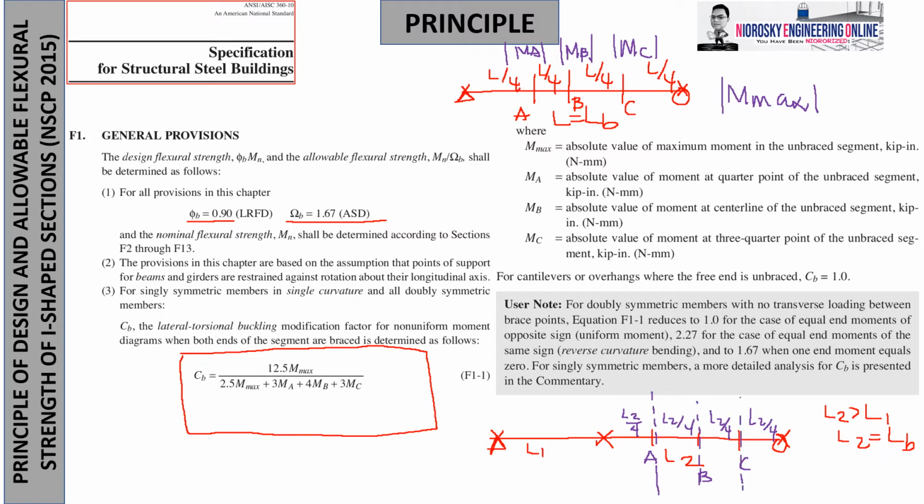Question, saan mo kukunin si maximum moment? Tandaan po ninyo, sinasabi na naman dito, absolute value of maximum moment in the unbraced segment din. Ibig sabihin, dito ka din kukuha ng maximum moment somewhere there. So, kung saan nagkakaroon ng peak point, yung value, saan siya maximum sa negative or positive, basta i-take the absolute, that would be our maximum moment. So, pinakamaganda dito, i-drawing nyo yung moment diagram. And ginagawa ang C sub B 1.0 if and only for cantilevers or overhangs where the free end is unbraced.